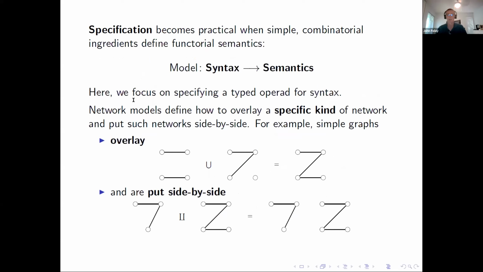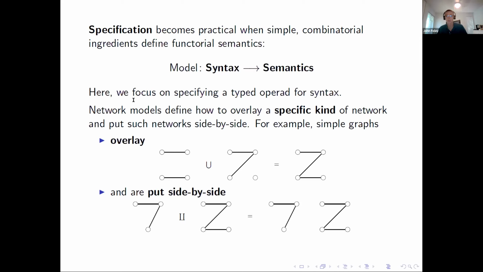Okay, so let's jump into this specification example. First of all, the moral here that we're trying to espouse is that specification becomes practical when you can provide simple combinatorial ingredients for functorial semantics. So that's exactly what we saw in the last talk, right? You gave ingredients for what your syntax was, what your semantics were, and you were able to come up with these nice functorial models. And so here, we're going to emphasize just the syntax only.